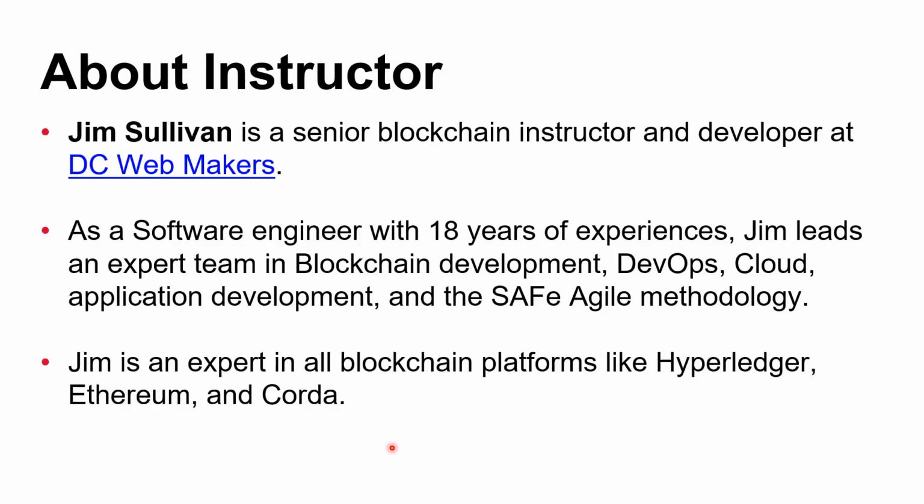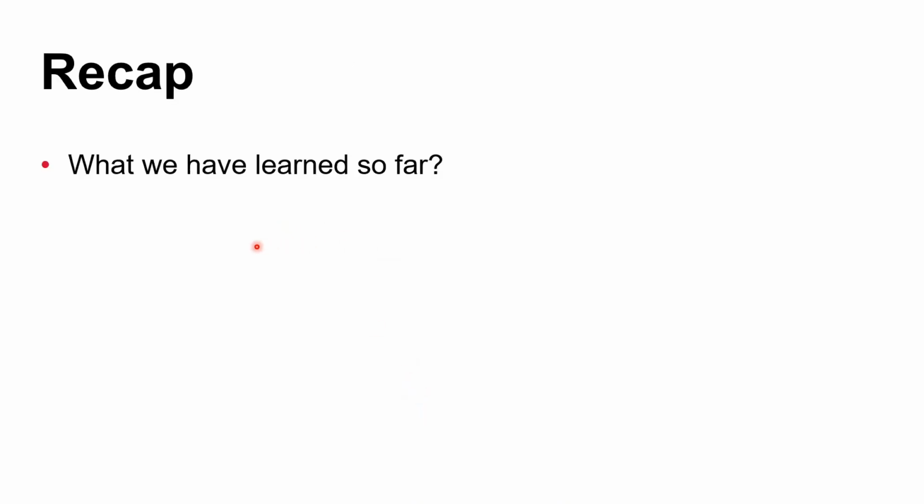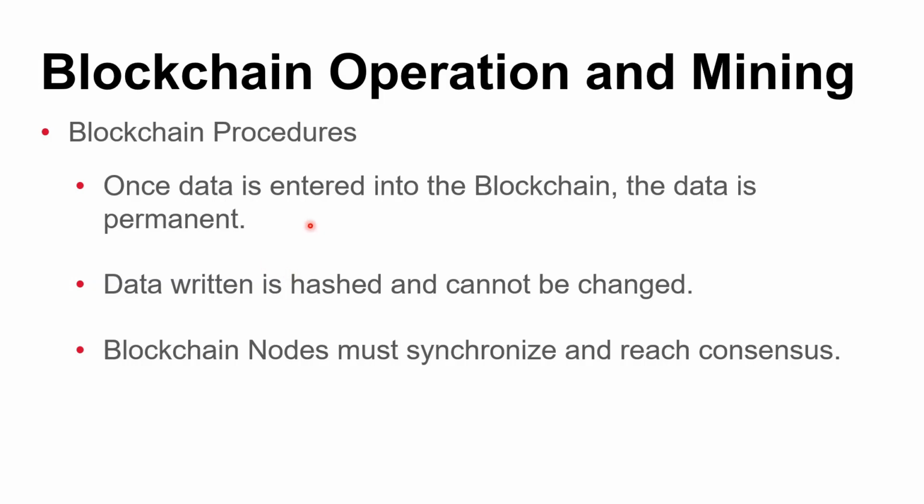And we have covered this information, and we have also covered this information. To recap, in our previous lesson, we talked about hashing and how a blockchain is built using hashes. And we also talked about the blockchain types, private, public, and permission. A little bit about blockchain operation and mining.